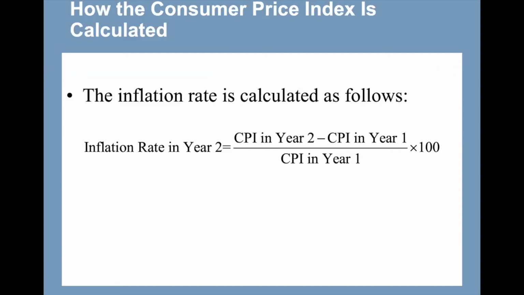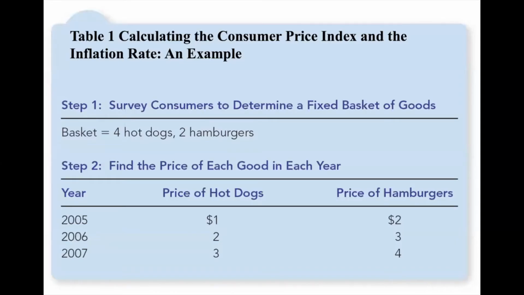So if you are interested in the inflation of 2020, we need to find the CPI this year, okay? And then we subtract the CPI in the last year, and then divide by the CPI last year, so 2019, multiplied by 100, and we will see the rate of change in the price.